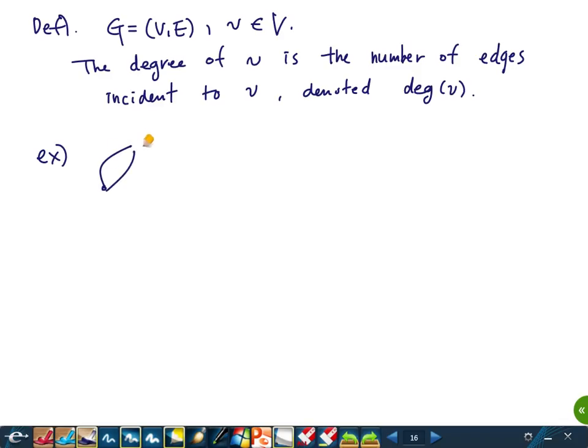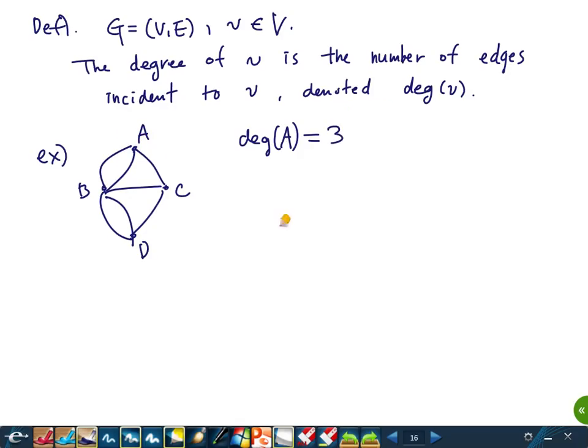So in the previous example, with vertices A, B, D, C, what is the degree of A? The number of edges incident to A. We have 1, 2, 3, so 3 edges. Degree of B is 1, 2, 3, 4, 5. Degree of C is 1, 2, 3. Degree of D is 1, 2, 3.